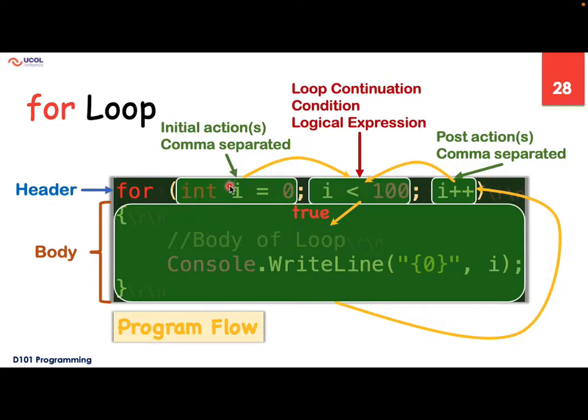The initial actions are performed, but only once, the first time. After that, they are not included in that loop or circle. And once the condition becomes false, it will stop executing the body of the loop and come out of the loop itself. Make sense?